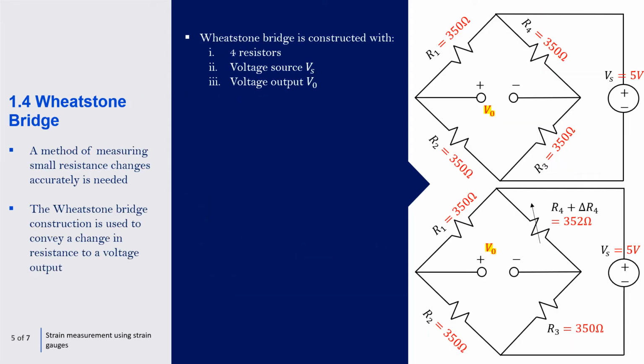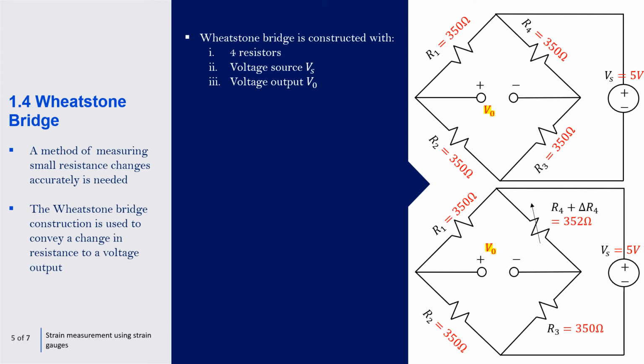The Wheatstone Bridge is a method of measuring small resistance changes accurately. The construction is also used to convey a change in resistance, due to the force or load applied to the strain gauge, to a voltage output. Voltage output is useful for measurement, and also when we move further on to control, voltage is really what we are interested in. The Wheatstone Bridge is constructed with 4 resistors, a voltage source, and a voltage output connected across the center of the diamond configuration.